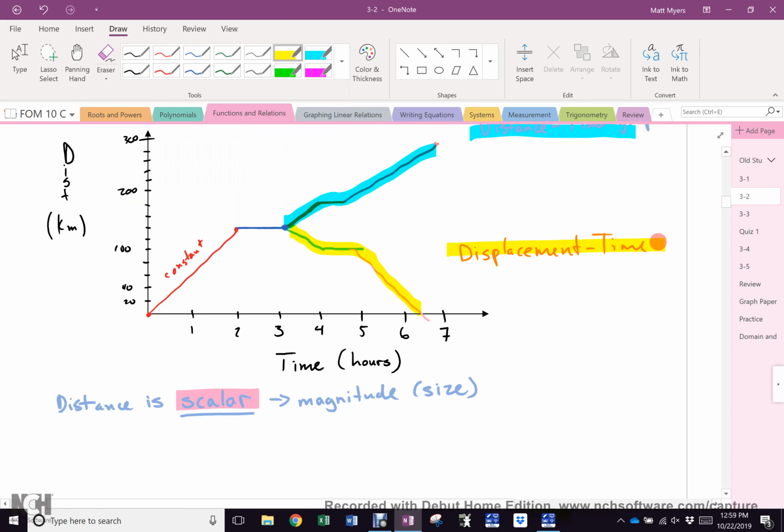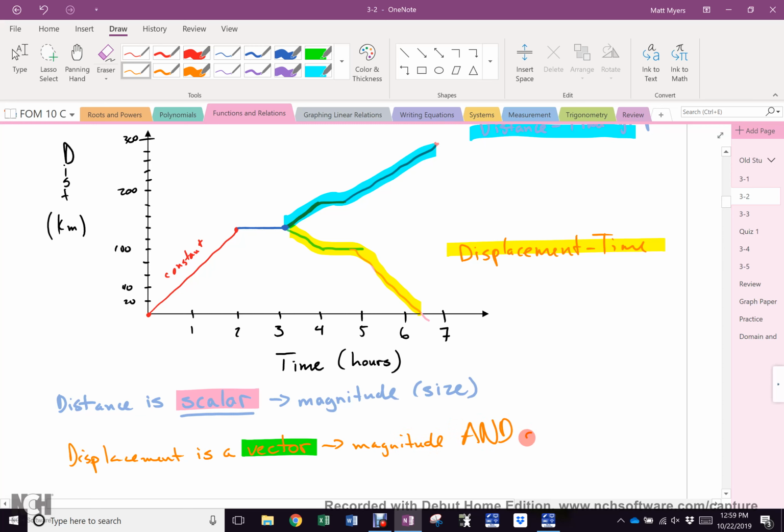Class is about to end. You're not getting any homework tonight, but I want to try and get through this. Displacement. I put too many E's in there. Displacement is a vector, which means it has a magnitude, which is a size, and it has a direction.